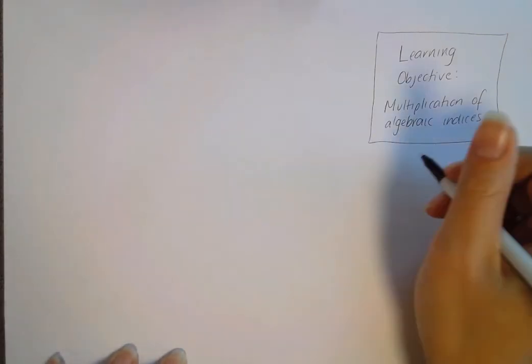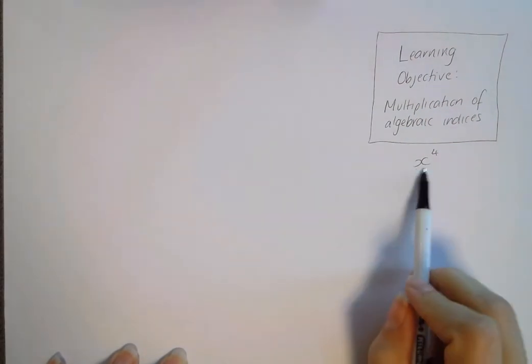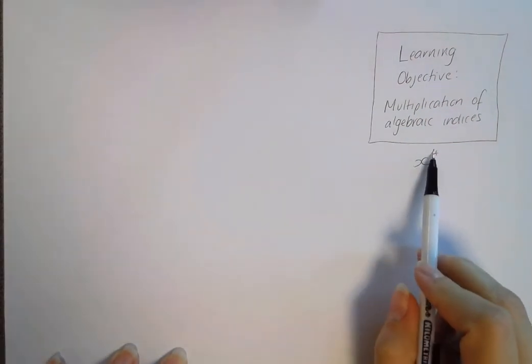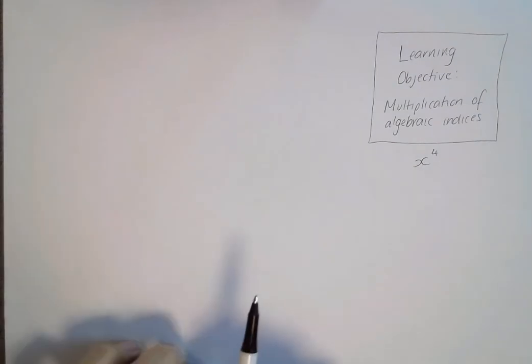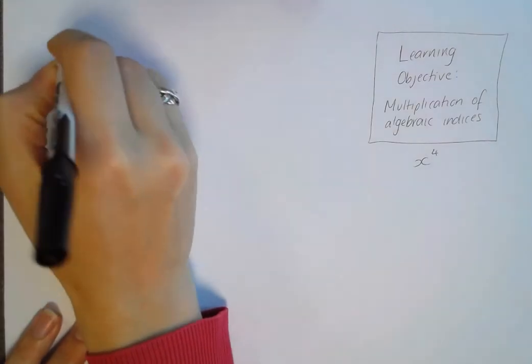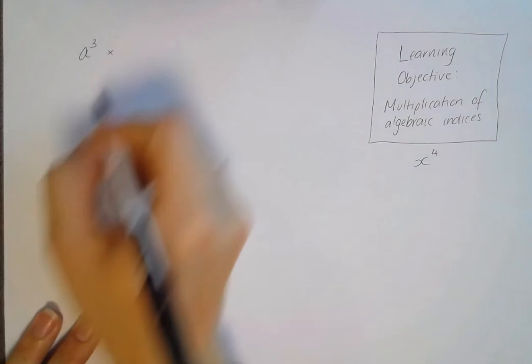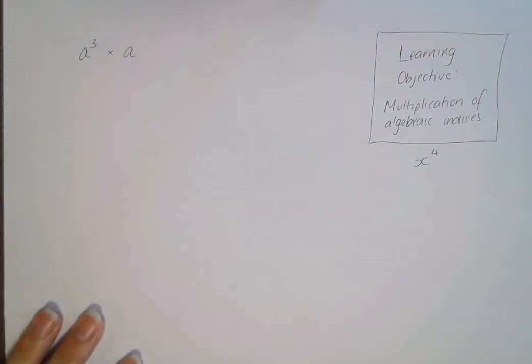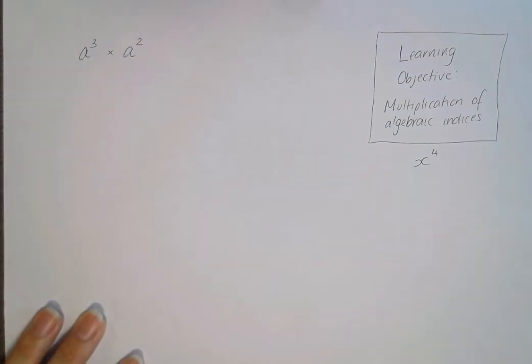Multiplying algebraic indices. So that means we're looking at terms that might look like that. They have algebraic terms, like an x, so it could be any number, and it has a power, an indice, above it. What we're looking to do is, say we have a to the power of 3, and we want to multiply it by another variable with a power as well, but this time they're bases of the same variable, so the same letter.